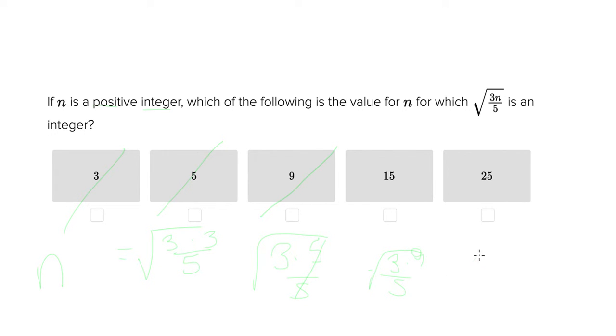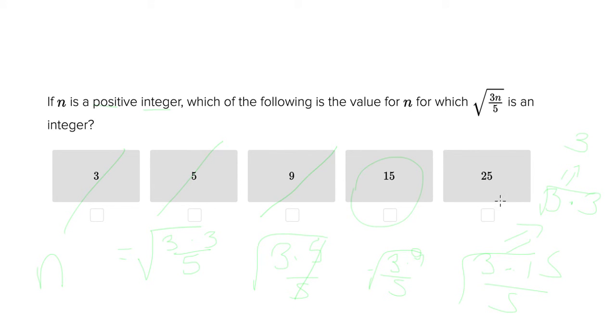So if we plug in the fourth one here, you have 3 times 15 over 5, and here you can already start to see that this looks a little more promising because 5 times 3 is 15. So another way of writing this is the square root of 3 times 3, which is pretty plainly 3. So we know this one works.